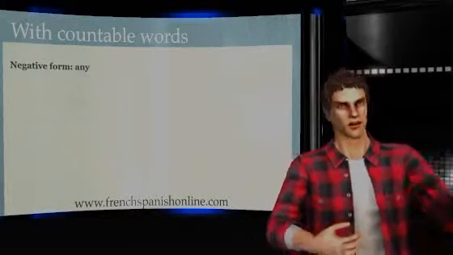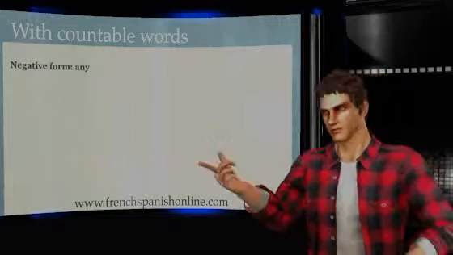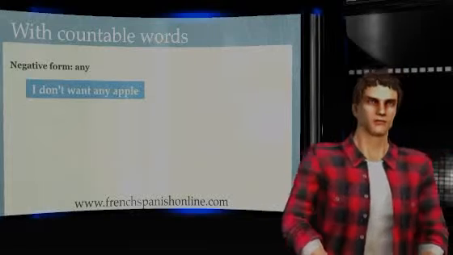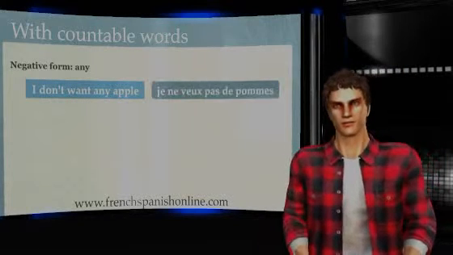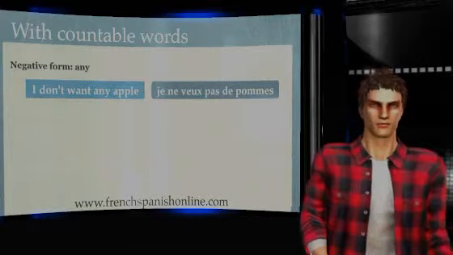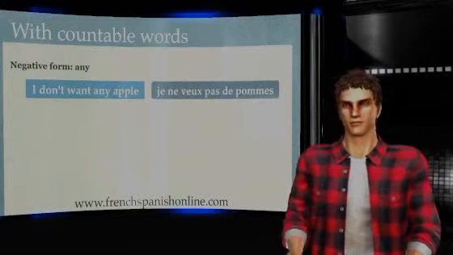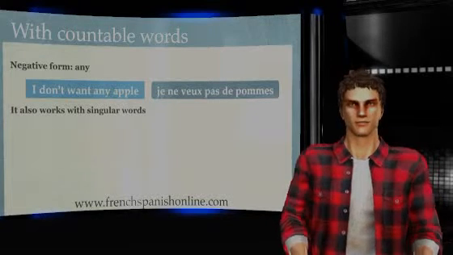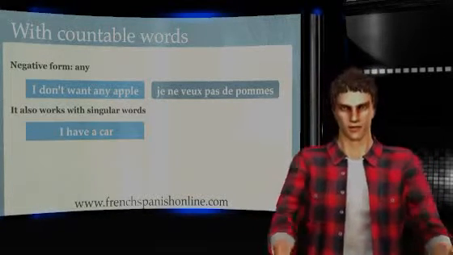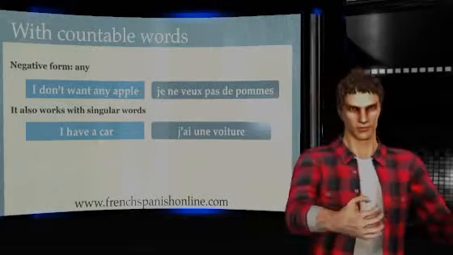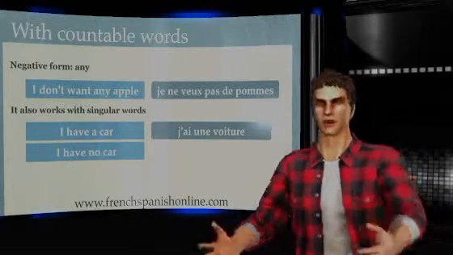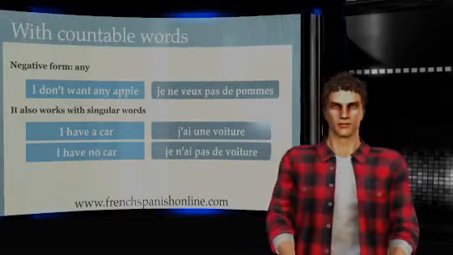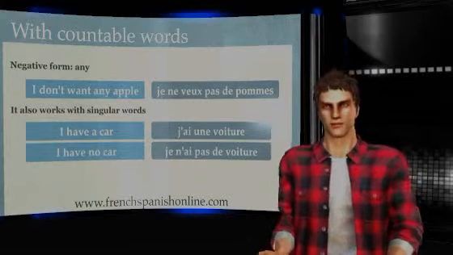Let's see the negative form. It's similar with what we've seen about the uncountable words. I don't want any apple. Je ne veux pas de pommes. We don't say je ne veux pas des pommes. No, we say je ne veux pas de pommes. It also works with singular words. For example, if you say I have a car, so j'ai une voiture, so the negative form is I have no car, and in French is je n'ai pas de voiture. So it also works with singular words, the negative form only.